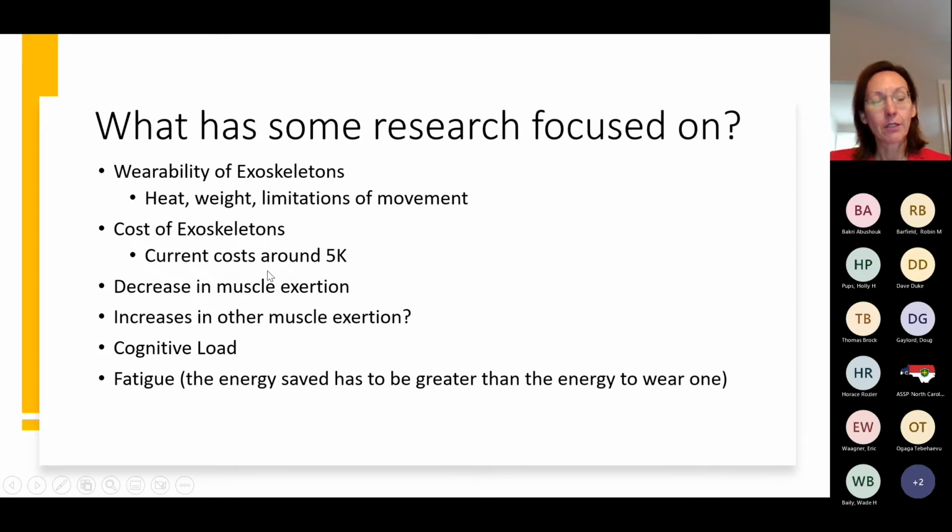Interestingly, there's been some more work on cognitive load, like what's the effect on one's cognitive load based on the EXO. And then, like I said, you have to have a greater benefit. You have to get over the fact that you're wearing this thing that's like 3 to 7 pounds. So your benefit from wearing it has to be better than that cost of wearing it. Depending on the person, if you have a really big person, it's not a big deal. A smaller person, who doesn't weigh as much, maybe it comes into play.